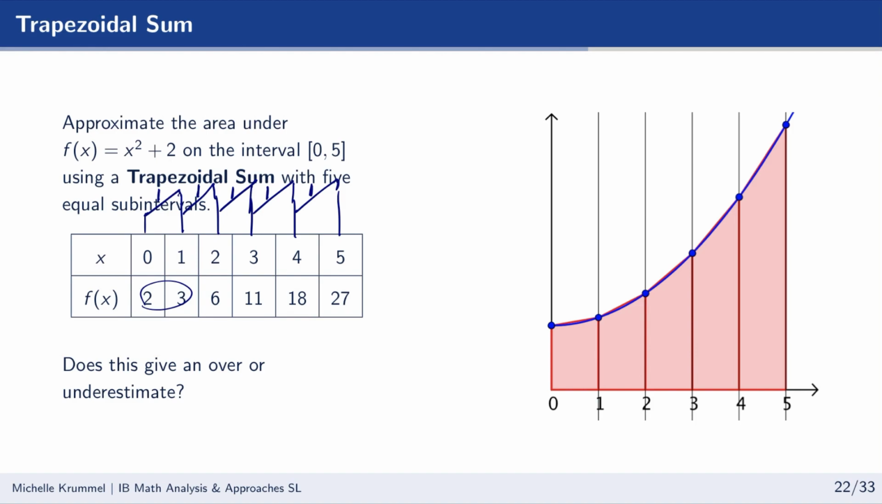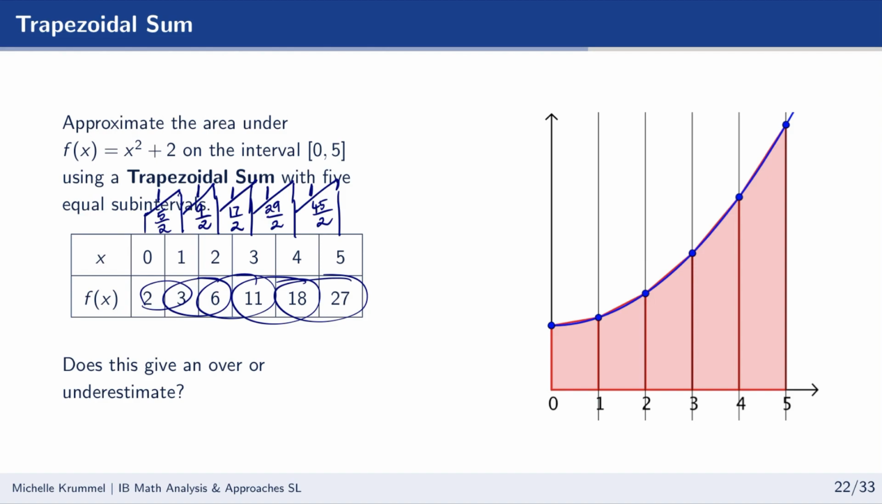Look at those endpoints. The first subinterval goes from 0 to 1. So look at the function value when x is 0 and when x is 1, and we're going to average them. So 2 plus 3 is 5 divided by 2. Then we're going to go over to the next one. We're going to average the 3 and the 6. 3 plus 6 is 9, and then divide that by 2. Then take the next one. So 6 plus 11 is 17, so it's going to be 17 over 2. 11 and 18 is 29 over 2. We're averaging them. And then the 18 and the 27 is 45 over 2.